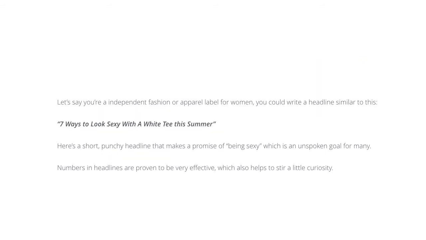So let's say you're an independent fashion or apparel label for women. You could write a headline similar to this: 7 ways to look sexy with a white tee this summer. Here's a short, punchy headline that makes a promise of being sexy, which is an unspoken goal for many. And numbers in headlines are proven to be extremely effective, which also helps to stir a little curiosity as well. After all, how many ways could there possibly be to wear a t-shirt?